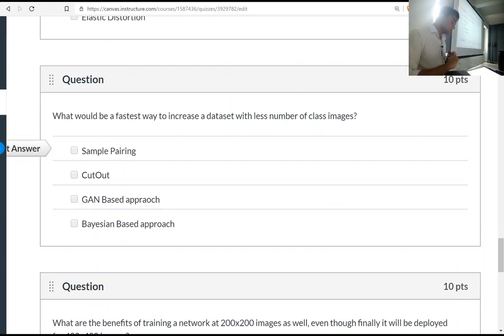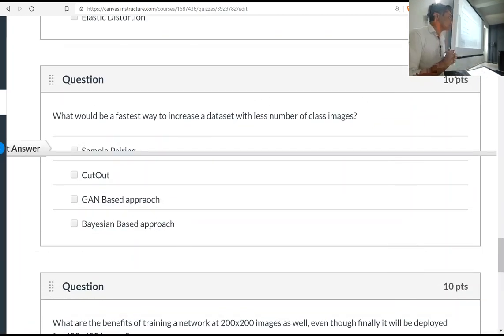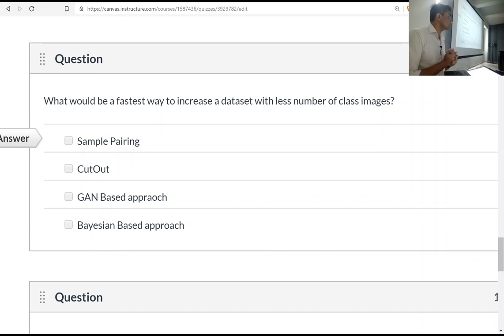Okay, what would be the fastest way to increase a data set with less number of classes? Why not cutout? Think. Cutout is easy. Generate some random number and remove it. Cutout is the same image manipulated. And for sample pairing, you have to take images and make new images. So we should not do cutout if there is less amount of data. That's not the question. The question, that's true. I got it wrong, so I assumed no.